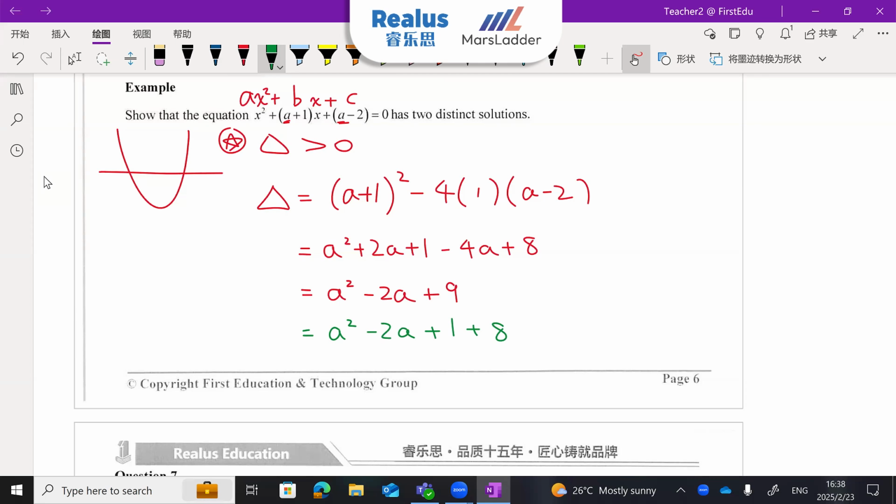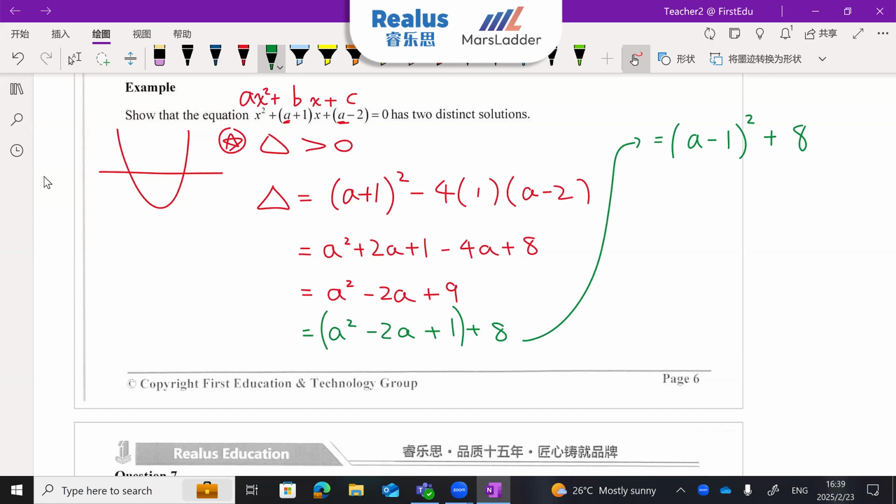But why did I do that? It's because now I've got a squared minus 2a plus 1. What is this simplified to? A squared minus 2a plus 1 is (a minus 1) squared. Exactly. So (a minus 1) squared plus 8. This is my discriminant right now.